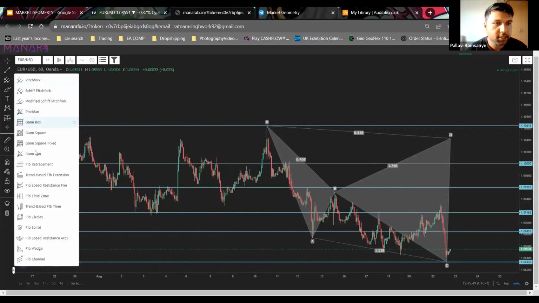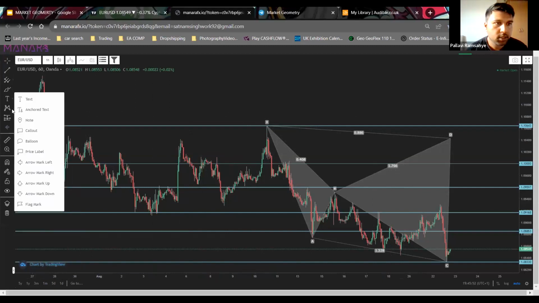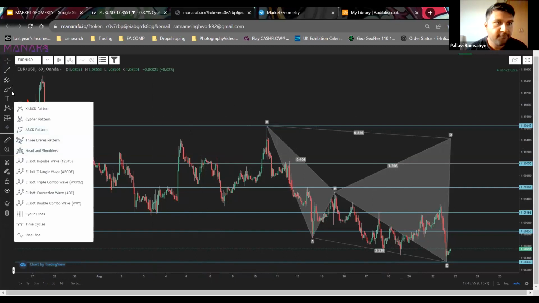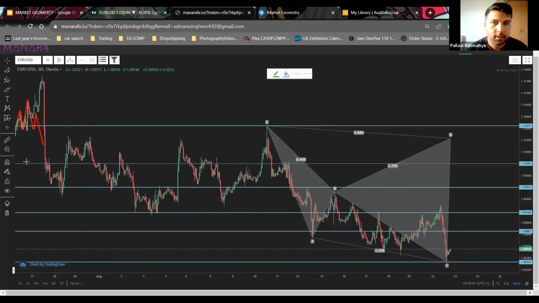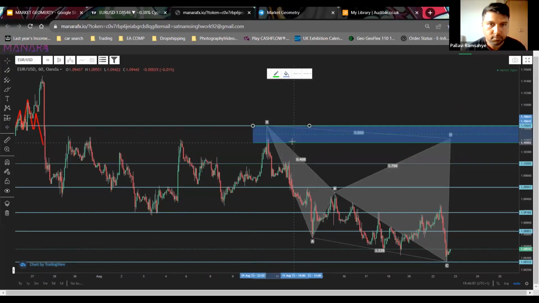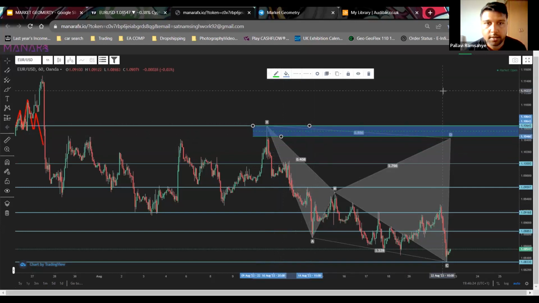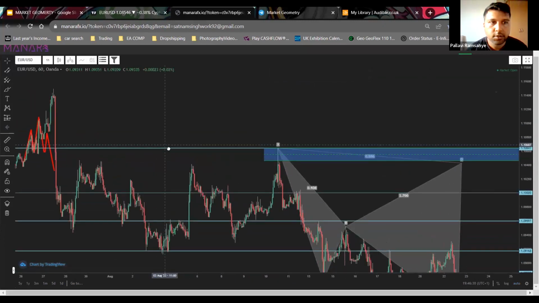And what I usually like to do is come to the tool, if I can find it, which is called a parallel channel. There it is, parallel channel. Go to the resistance right here, and you click, and you can draw up this zone right here. I personally would place it just on this wick. So that's one zone that I would look at.